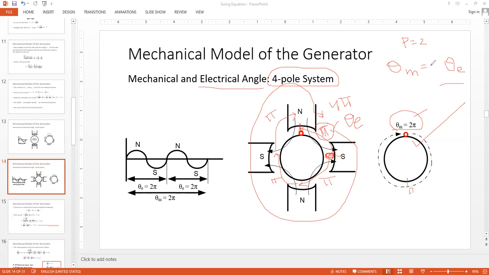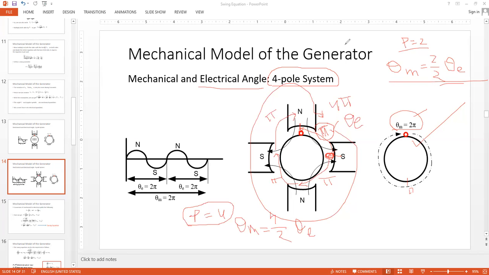This is theta m. So how can we relate now? For P equals 2, theta m is equal to theta e. So if P equals 4, theta m equals 2 theta e. Now we can continue in this fashion, but it will only consume time. So let's try to generalize the relationship. How can we generalize? Over here we can write 2 by 2, and we can also write 4 by 2, right? Still, it satisfies the relationship.